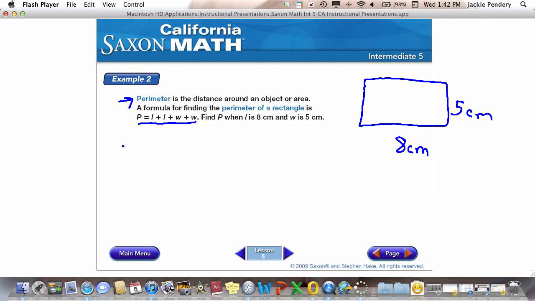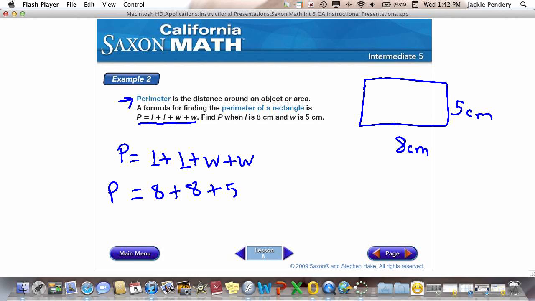So first we write down the formula. Capital P for perimeter equals length plus width plus width. If you need to, you can make the L's capital so they don't look like ones. Now we're going to substitute these variables. Length is 8. So we have 2 of those plus 2 widths.